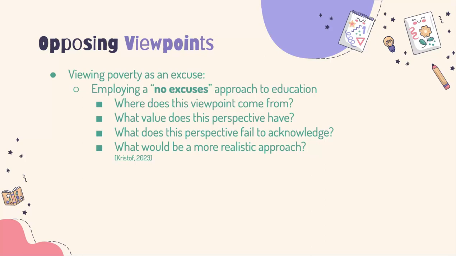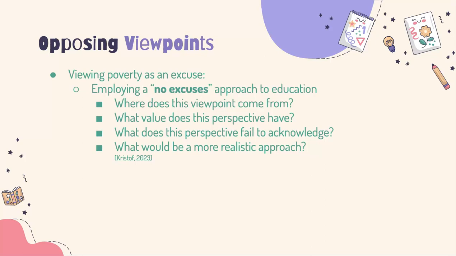Opposing viewpoints. This was a little bit hard for me to find. I actually did end up asking for help from some of you. And a big opposing viewpoint to being cognizant and having a mindset that is knowledgeable about poverty is a no excuses approach to education, which basically implies that regardless of a student's situation, expectations should be the same. So where does this viewpoint come from?